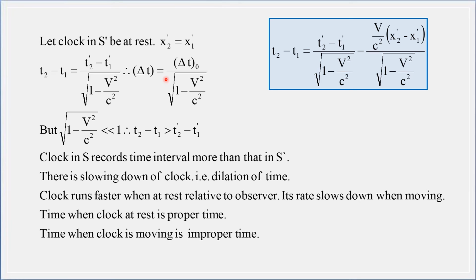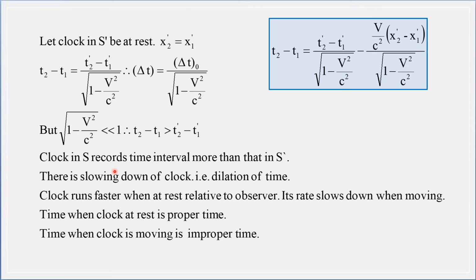As I mentioned earlier, this v square by c square is less than 1, so this quantity is 1 minus some quantity, so it will be less than 1. And since this is less than 1, that means this t2 minus t1 is greater than t2 dash minus t1 dash. That is, delta t is greater than delta t 0. That means the clock in S records a time interval more than that in S dash.